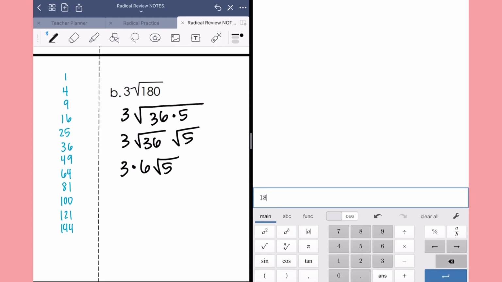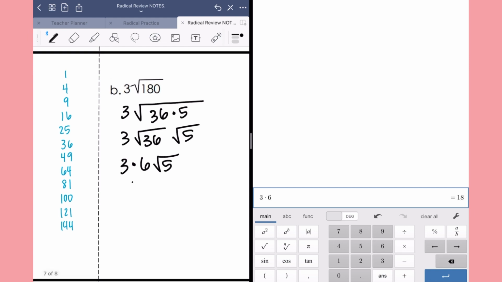And if you don't have that one memorized, Desmos is your best friend. Square root of 36 is 6. 3 times 6. What is 3 times 6? 18. So 18 times the square root of 5. And it is now simplified. Okay.